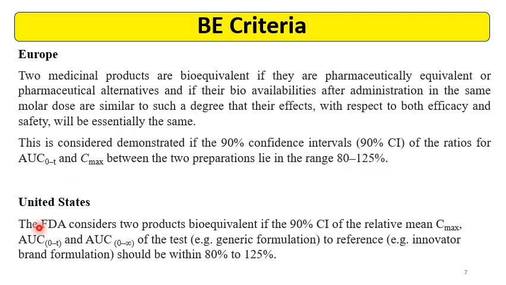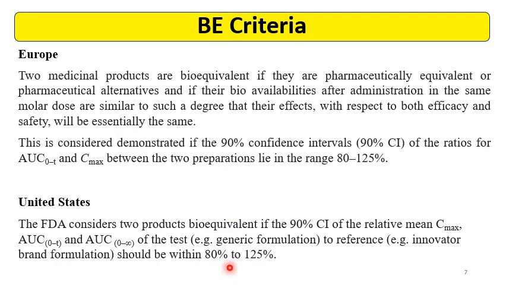Then as per the US FDA, the FDA considers two products equivalent or bioequivalent if the 90% CI of the relative mean Cmax, AUC 0 to T and AUC 0 to infinity of the test, that is the generic formulation, to the reference, that is the innovator or brand formulation, is within 80 to 125%.